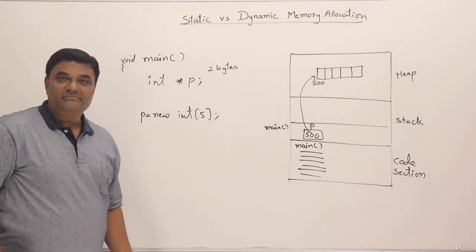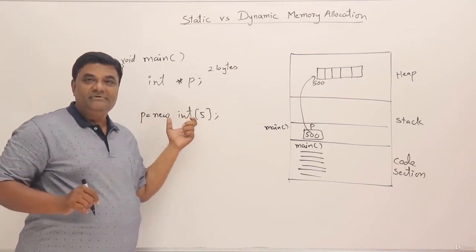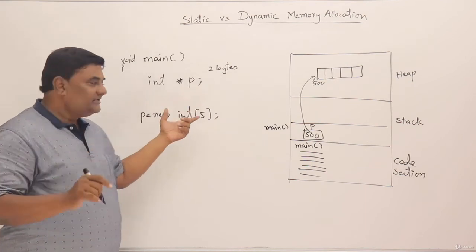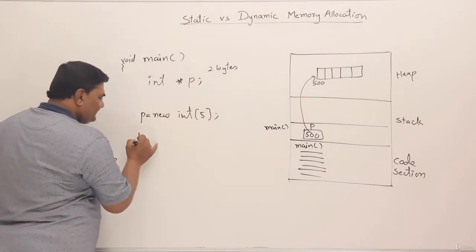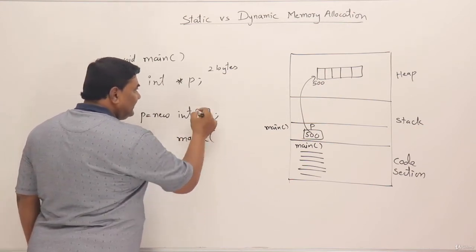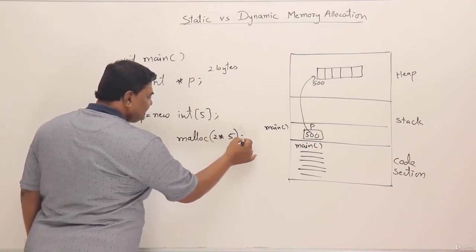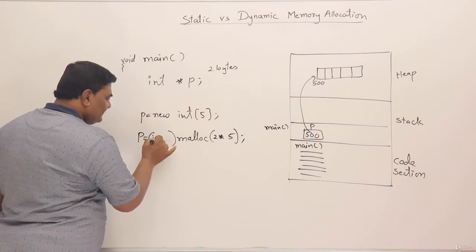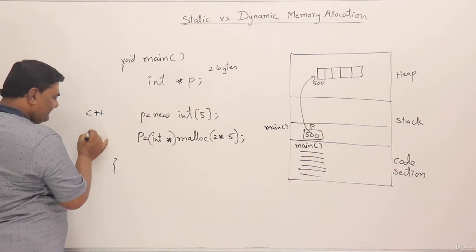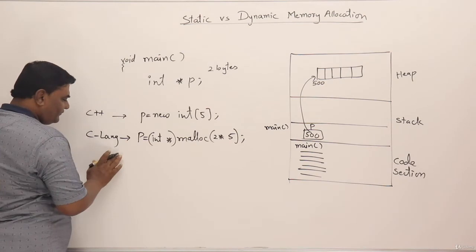This is the method of allocating memory in heap. So wherever you see new, it means memory is allocated in heap. A simple variable declaration allocates memory inside the stack. In C++, it is new. But if I write the same thing in C language, then I have to use the malloc function, and I want 5 integers. Assume an integer takes 2 bytes, so this is 2, and I have to typecast it as integer type. So this is the code for C++, and this is the code for C language.